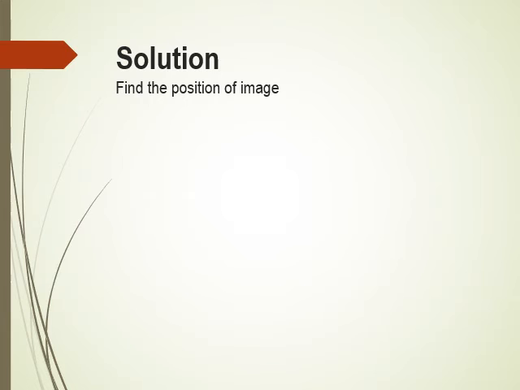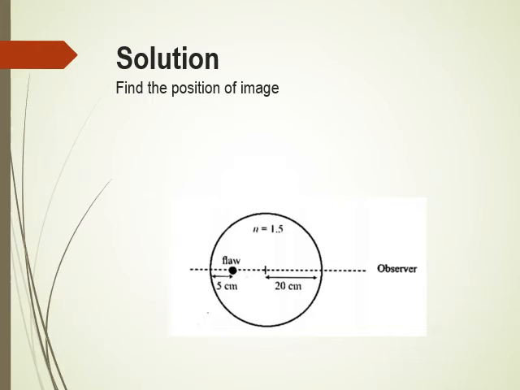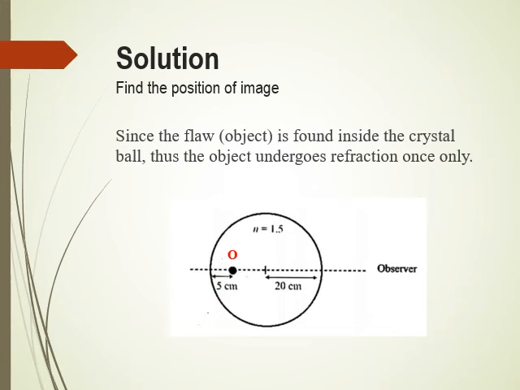To find the position of the image, first we need to know where our object is and how many times it undergoes refraction. Even though you are given a sphere, since the object is located inside the crystal ball, it undergoes refraction once only. Since the question asks where the observer sees the flaw, the flaw would be acting as our object. The flaw is found inside the crystal ball, so like I mentioned just now, it undergoes refraction once only.